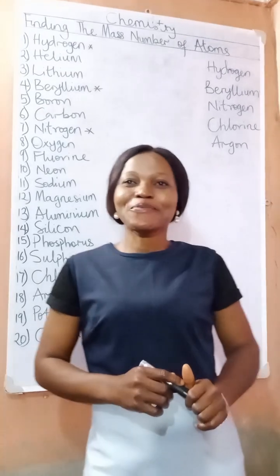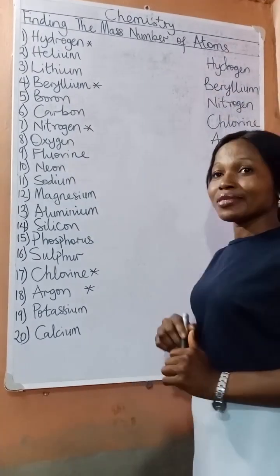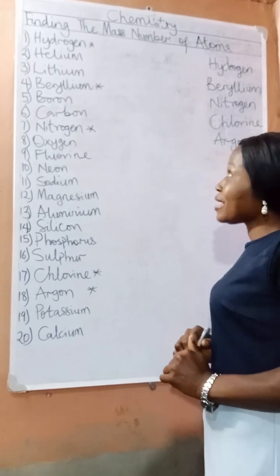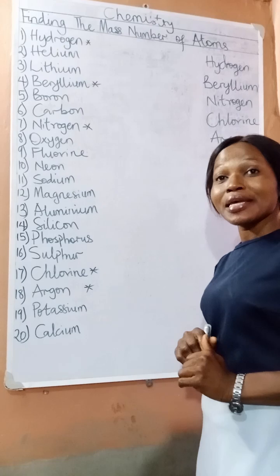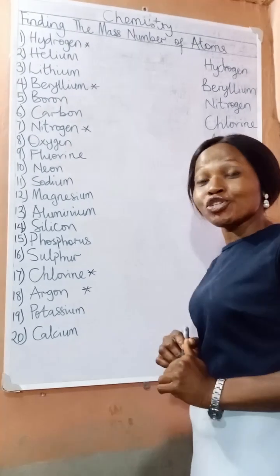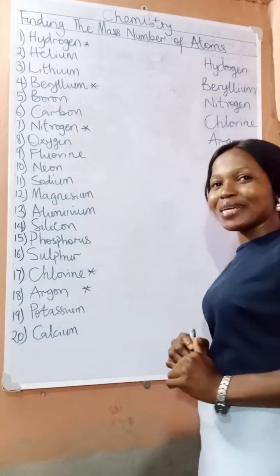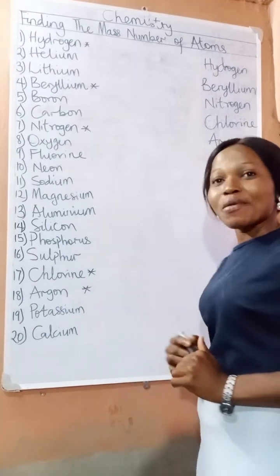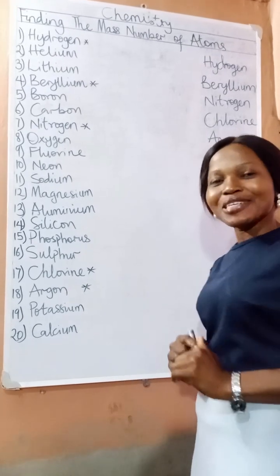Welcome to my channel. Our topic today is finding the mass number of atoms. Remember in our last class, we learned how to find the atomic number, which is the proton number of atoms, in a very fun way. Today, I want to use a trick to teach you how to find the mass number of atoms of the first 20 elements. Now, this trick I'm about to teach you has 5 elements that do not obey the trick.